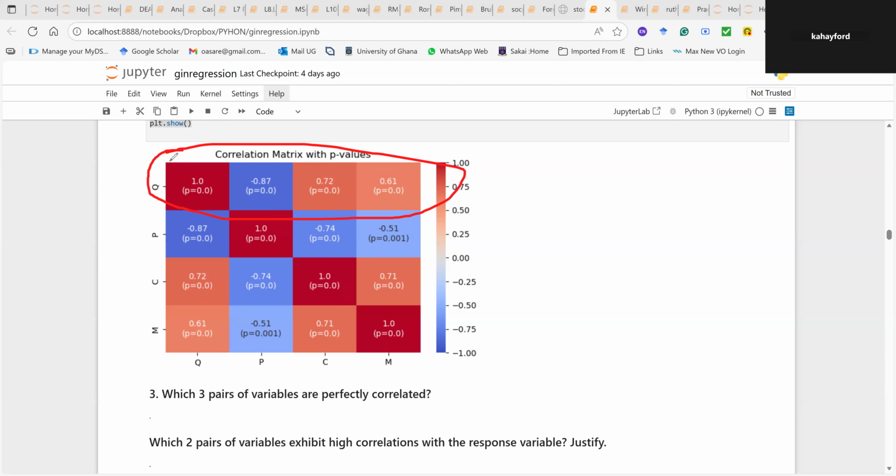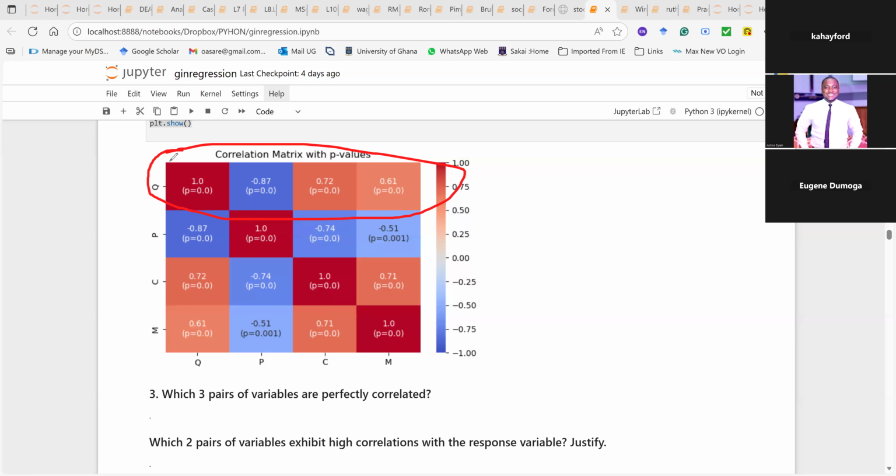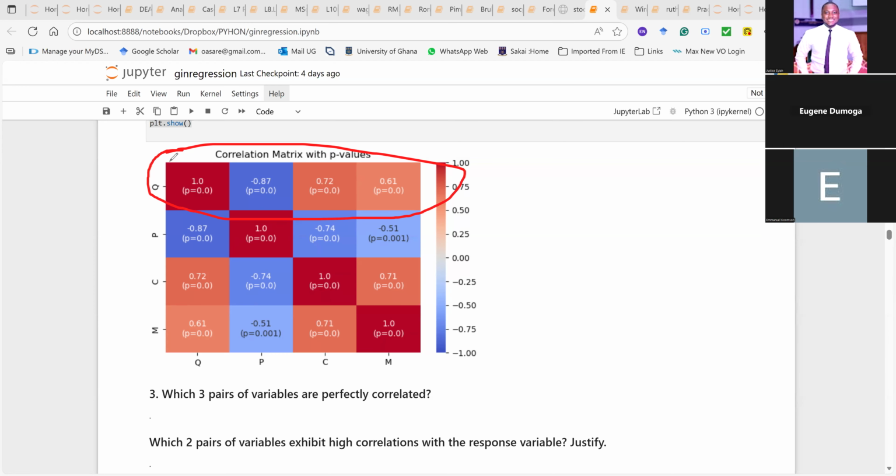Q and C? Q and C is not the first one. Eugene? Q and P. What is the coefficient? This is Q and P. The coefficient is 0.87. You should add the negative. You should mention it. Sorry, negative 0.87.